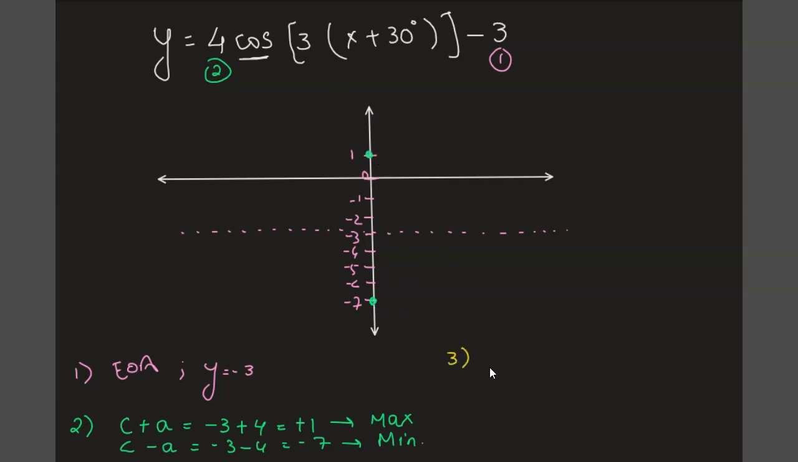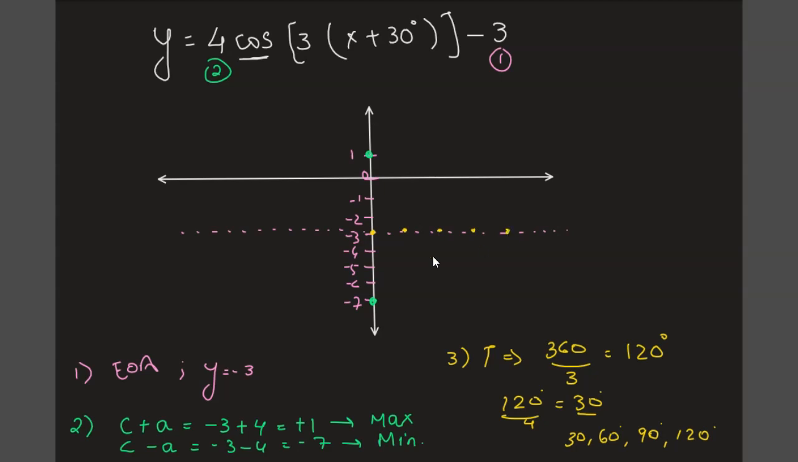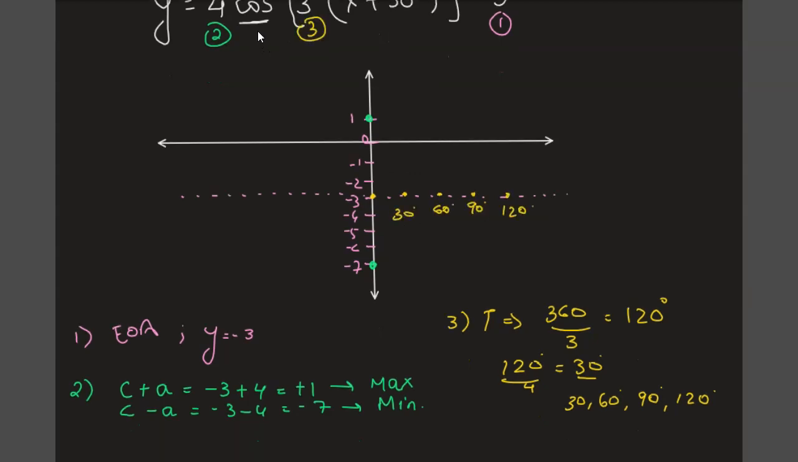Step number 3 is to find the time period, and the time period we know is 360 by k. k is 3, which gives 120 degrees. Then we divide the time period by 4, and it gives us 30. The multiples of 30 are 30, 60, 90, and 120. We'll plot these multiples on the equation of axes. So this is 0 degrees, this is 30 degrees, this is 60 degrees, this is 90 degrees, and this is 120.